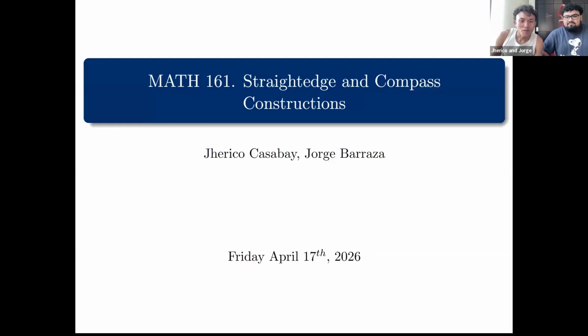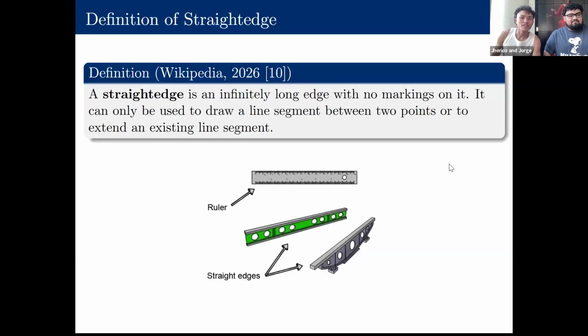Hi everyone. So our presentation is going to be on the straight edge and compass constructions. My name is Jericho Casve, my name is George Barraza, and let's begin. We're going to first start off with defining what a straight edge and a compass is.